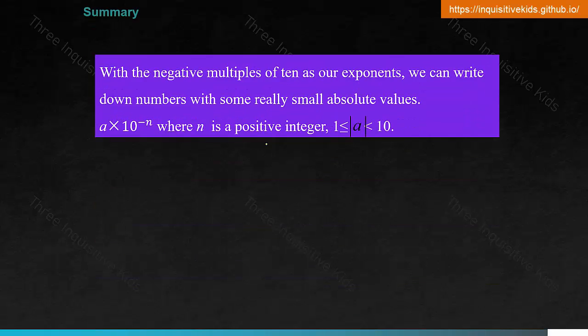Summary. With the negative multiples of 10 as our exponents, we can write down numbers with some really small absolute values. A times 10 to the negative nth power, where n is a positive integer. The absolute value of a is greater than or equal to 1, but smaller than 10.